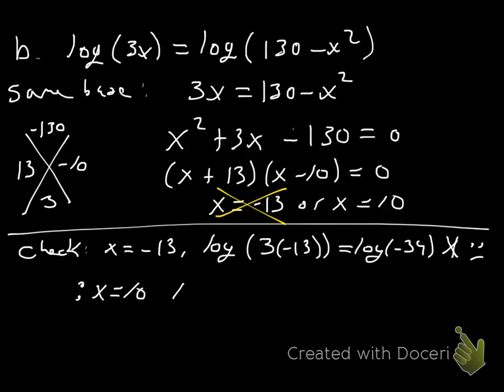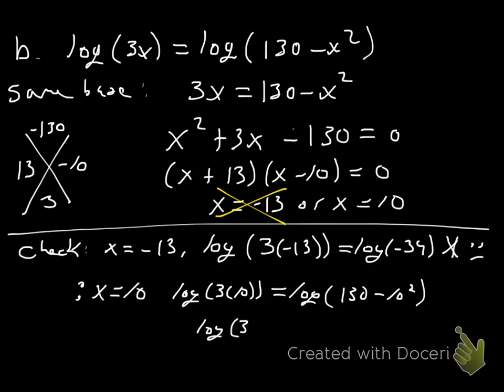Give yourself a sad face if it didn't work. And then we'll try x equals 10, so we'll plug it in and see if we get the same thing on both sides. You get log of 30 equals log of 130 minus 100, which is 30. So that looks good to me. So we have one good answer at least.